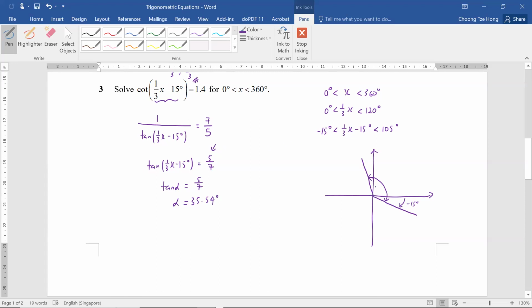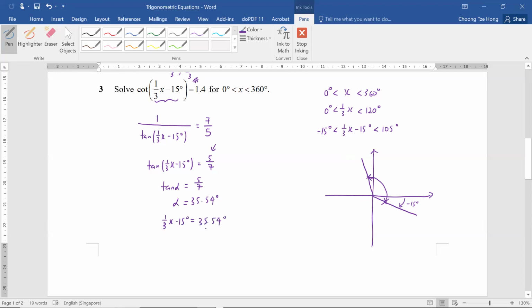Now tangent is positive, so we will search in the first and third quadrant. But if you look at your diagram, we only want to search from this point to this side, within this small range. So in other words, for this question, you only get one answer, because the third quadrant is outside our range already. Remember, the angle you want to find is 1/3 x minus 15. So it will just be the first quadrant answer.